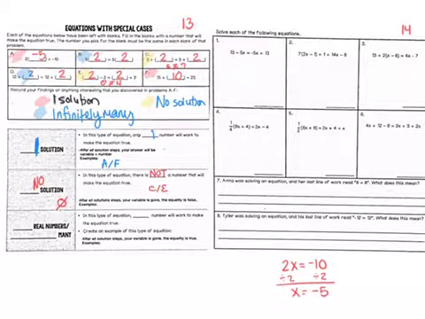The last one is all real numbers, or infinitely many, or the infinity symbol. In this type of equation, any number will work to make the equation true. So scenarios like B and D from above, where no matter what you plug in, you're going to get something that works.